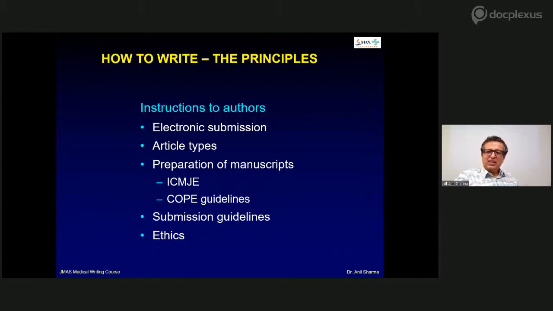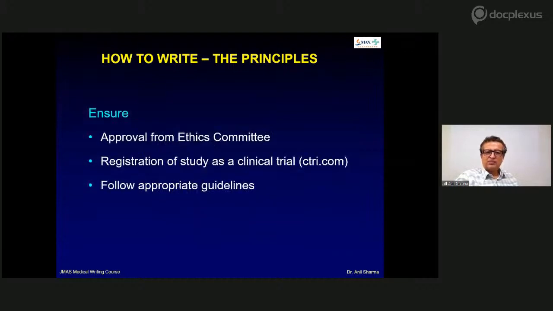There are fairly standard guidelines in most surgical journals, and you will see that most surgical journals would follow these two guidelines. The International Committee of Medical Journal Editors. Now these wise men sat down together and formulated a set of guidelines which is being followed universally throughout the world, in different journals. And of course, the COPE guidelines. These are the ones that are talked about in most surgical journals.